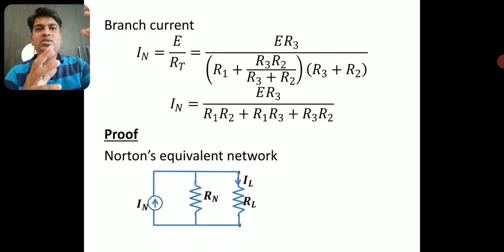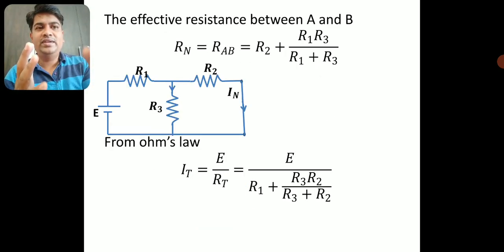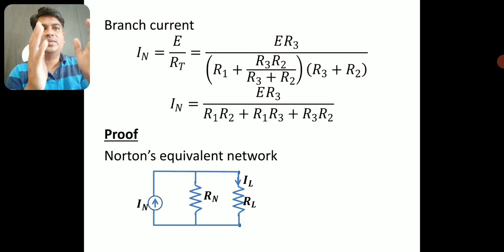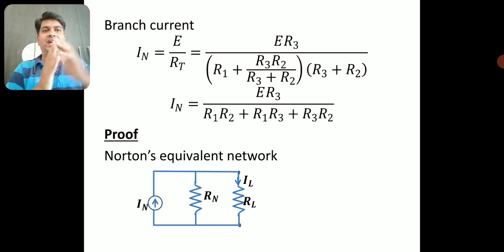So it is supposed to be the main current into resistance in the another branch by sum of the two resistances. Main current, go back and look at the main current, E by R1 plus R2 R3 by R2 plus R3. This is substituted for main current. And resistance in the another branch is R3 divided by sum of the two resistances, R2 plus R3.